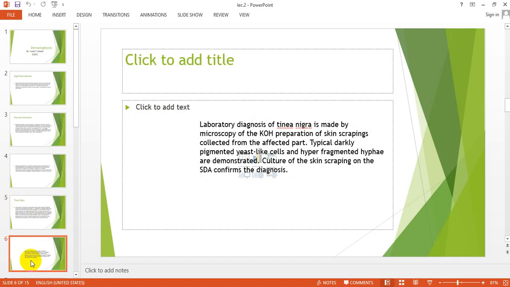Laboratory diagnosis of tinea nigra is made by microscopy of the KOH preparation of skin scrapings collected from the affected part. Typical darkly pigmented yeast-like cells and fragmented hyphae are demonstrated. Culture of the skin scrapings on the SDA confirms the diagnosis. So the confirmatory test for the diagnosis is by culturing on Sabouraud dextrose agar.